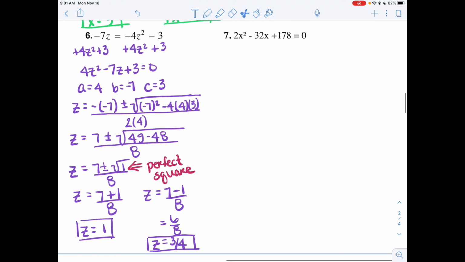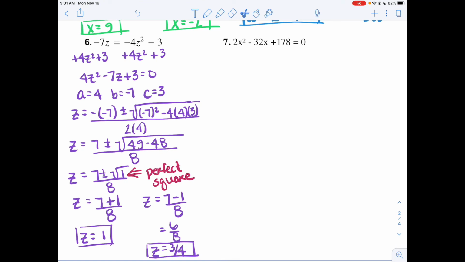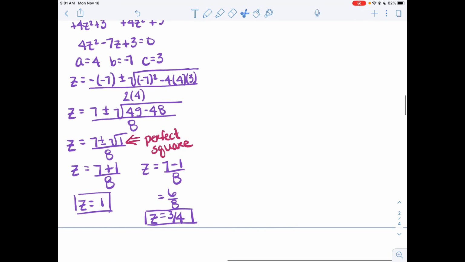And notice that I did use a z here because we have z's in our original problem. The first thing I notice is that I need to change this to be standard form by adding 4z squared and adding 3 to both sides. Writing my equation in standard form so that I can identify a is 4, b is -7, and c is 3. Then I plug into my quadratic formula.